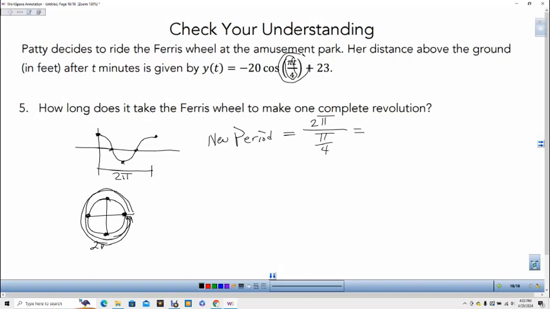Well, keep, change, flip. We got 2 pi, we can write that over 1, change and multiply by the reciprocal, 4 over pi. Pi's are going to cancel out, and 2 times 4 gives us 8. That means it's going to complete one cycle in 8 minutes. So it takes 8 minutes to complete one revolution.